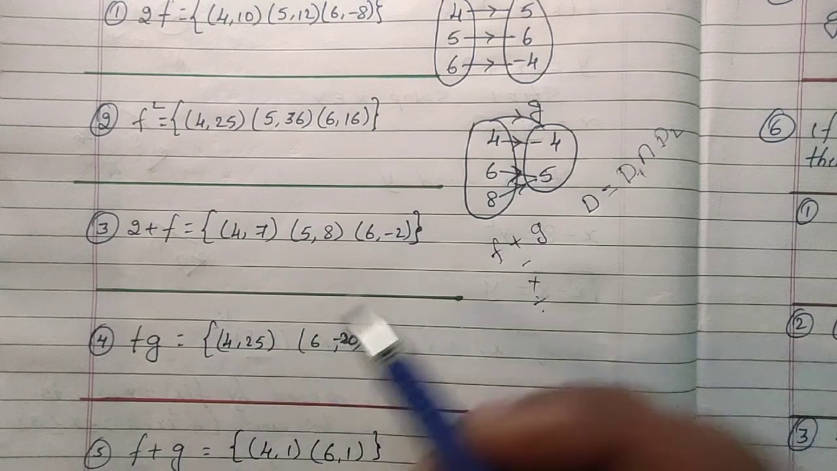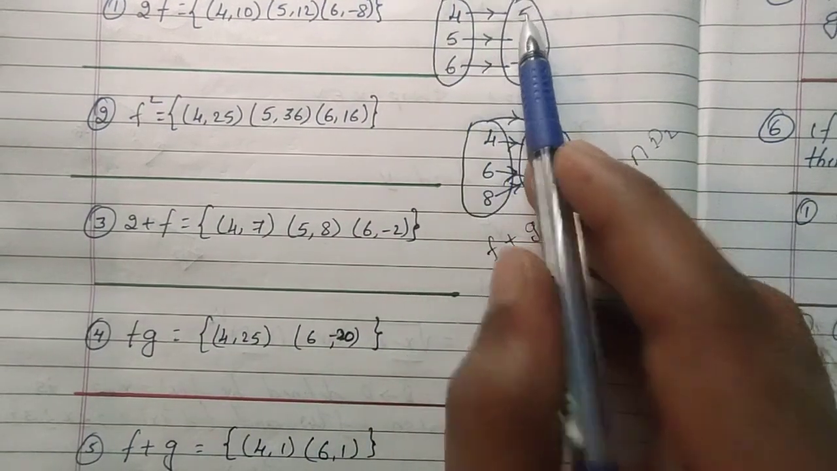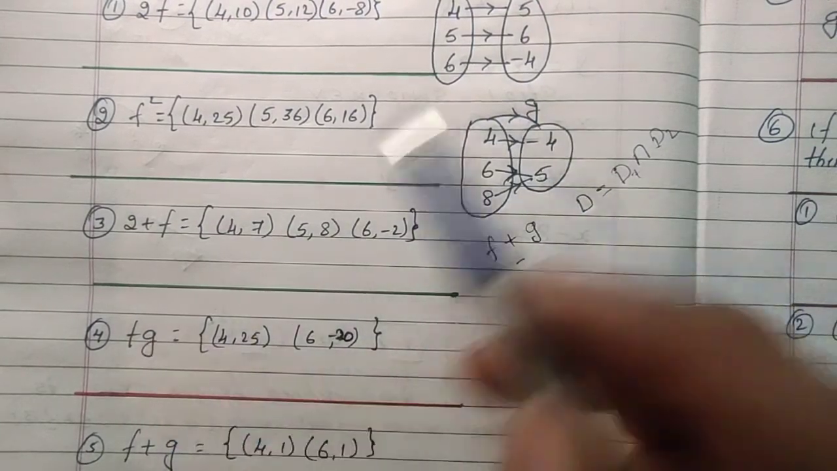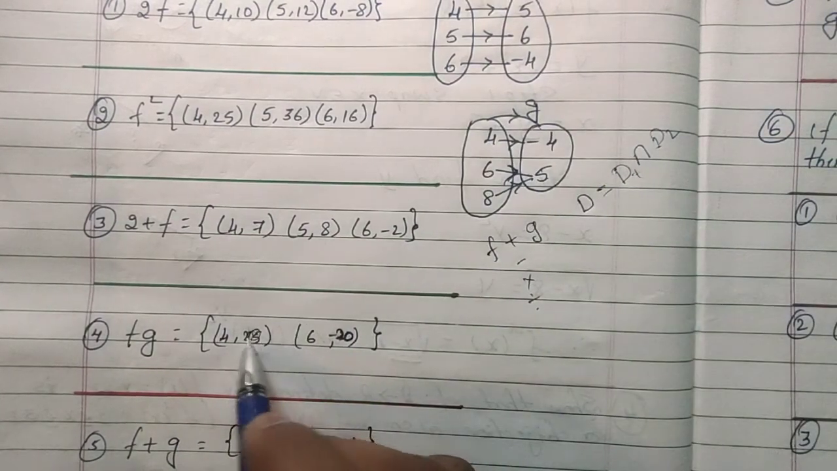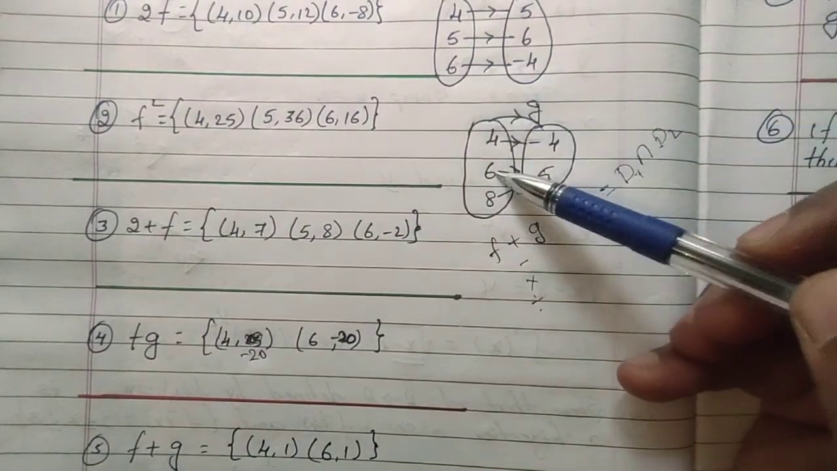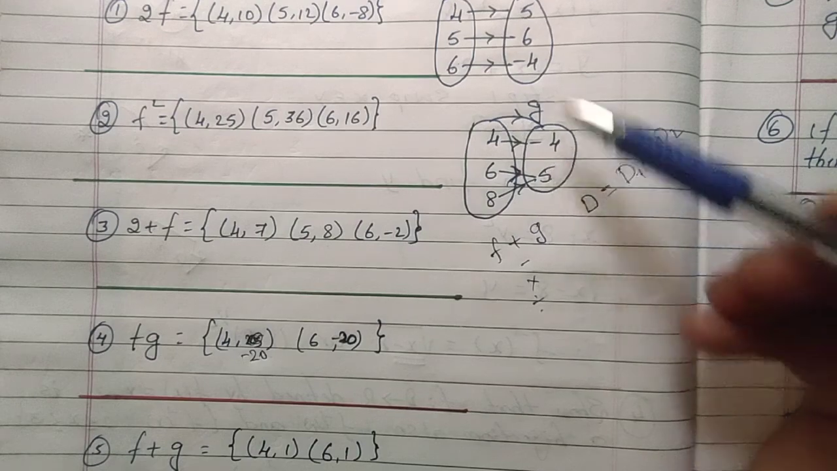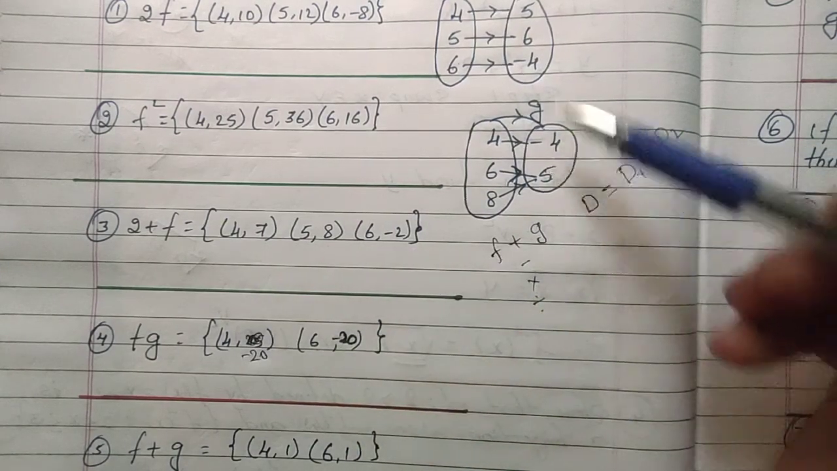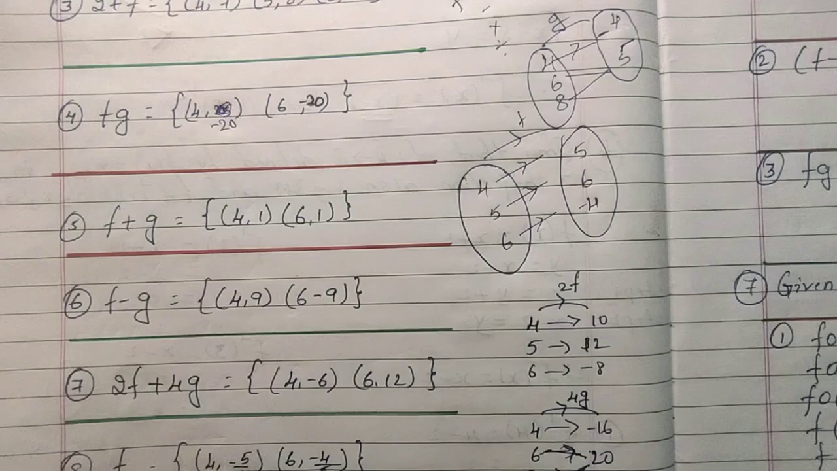Sorry student, here when the domain is 4, range is 5, and the domain is 4, range is minus 4, so we should multiply. So 5 and minus 4 when you multiply you get minus 20. Now 6's range is minus 4, here range is 5. When you multiply these two for the same domain 6, 5 into minus 4 is minus 20. Okay?